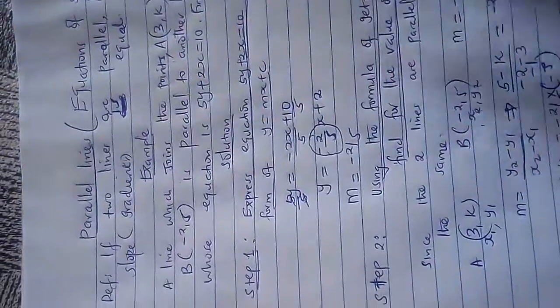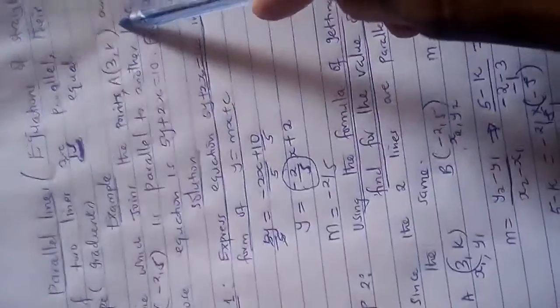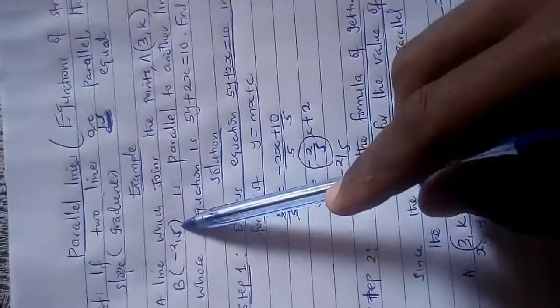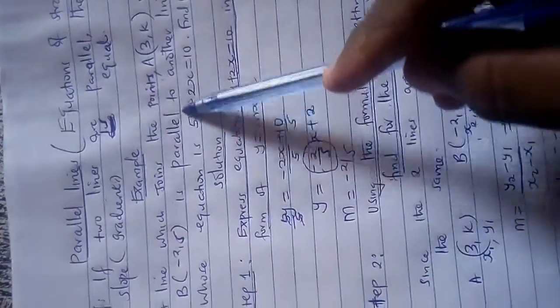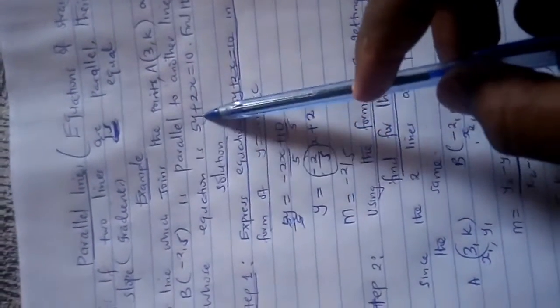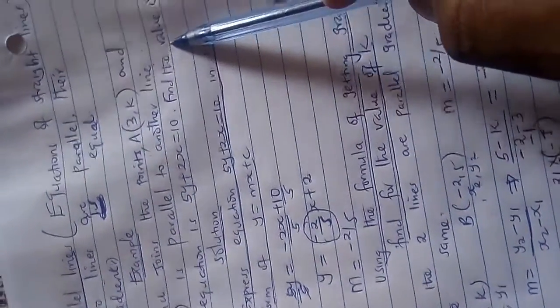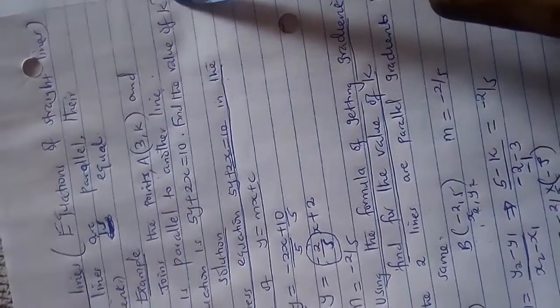Example: a line which joins the points A (3, k) and B (-2, 5) is parallel to another line whose equation is 5y + 2x = 10. Find the value of k.